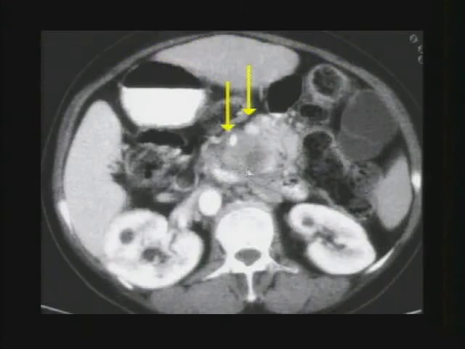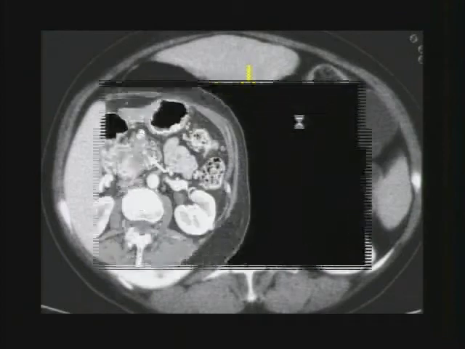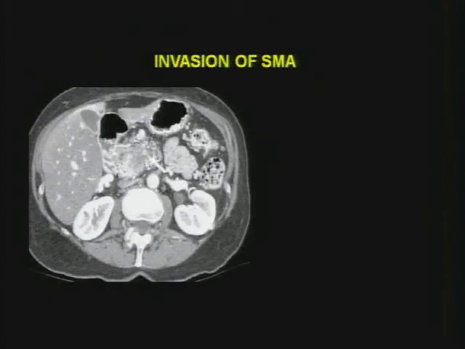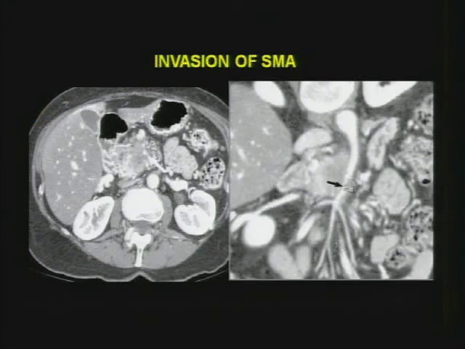Here's a patient with clear encasement of SMA and SMV by this large hypodense mass. You can see here's the SMA clearly encased. We've lost that nice ring of fat that we typically see around the SMA. Here's a multiplanar format, nicely demonstrates that there's irregular contour to the SMA, clearly invasion of the SMA.